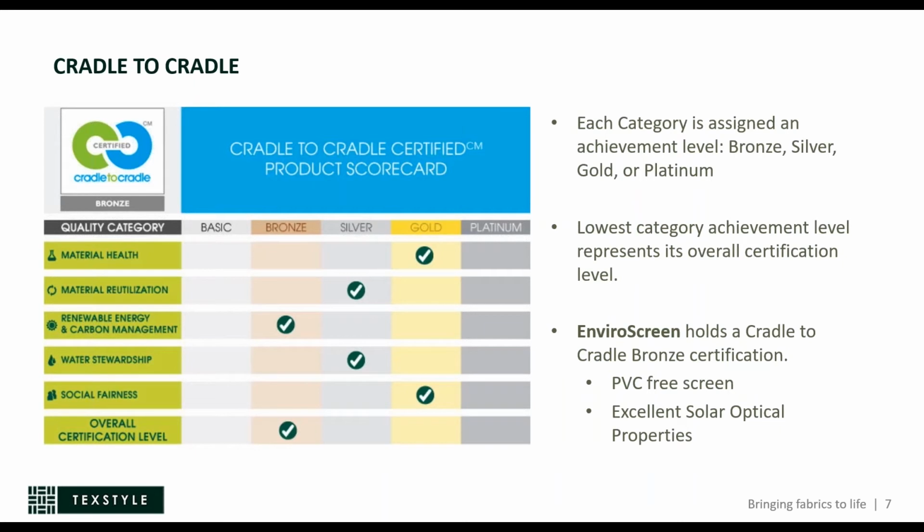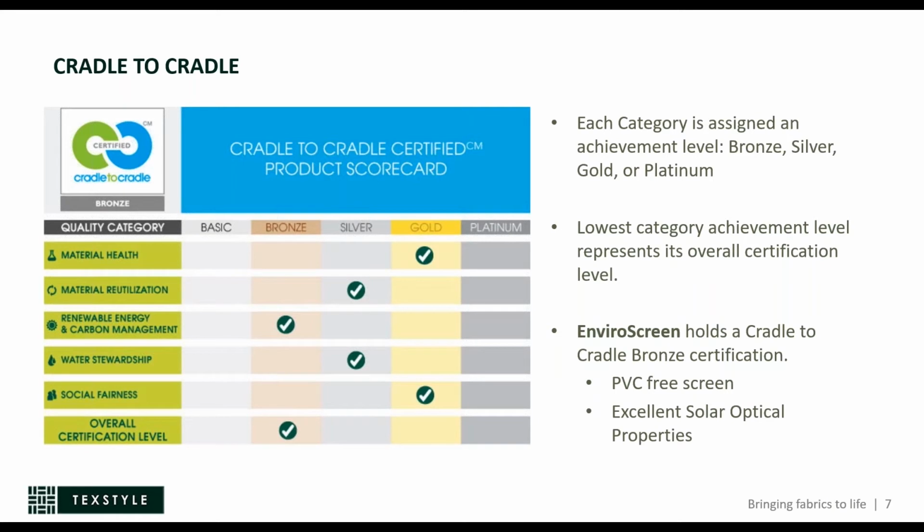Here, I'm showing you an example of a cradle-to-cradle scorecard. Down the left side of the scorecard, you can see all 5 of the categories I just mentioned, and then you will see that each category is assigned an achievement level to the right. In this example, a variety of levels were achieved across all categories. Some categories have bronze, some have silver, some have gold. A product's lowest category achievement level represents its overall certification. So let's say this was a roller shade fabric. We can only say that this is Cradle to Cradle bronze certified because that's its lowest achievement level.